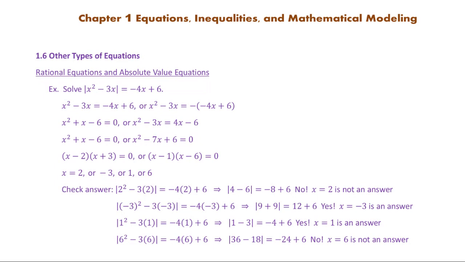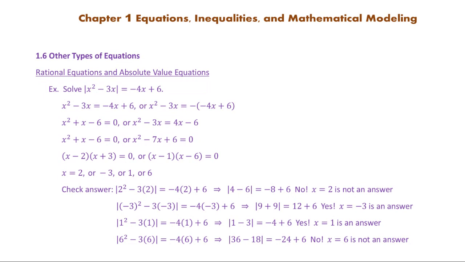The last one, x equal to 6, we just check that in the original equation. So we get the absolute value of 6 squared minus 3 times 6 equal to negative 4 times 6 plus 6. 6 squared is 36. 3 times 6 is 18, so we get 36 minus 18, absolute value of that on the left. On the right, we get negative 4 times 6, which is negative 24. Negative 24 plus 6 is negative 18. So on the right hand side, we got negative 18, but on the left side, we got 36 minus 18, which is 18. Absolute value of 18 is 18.